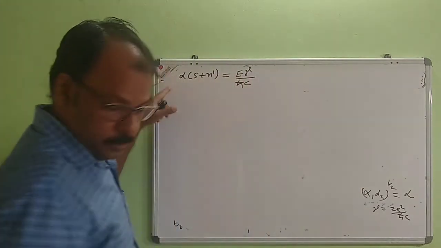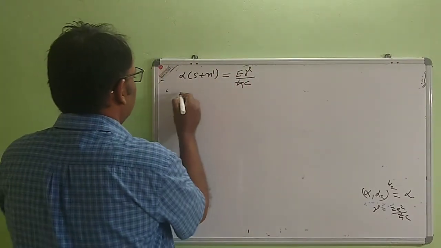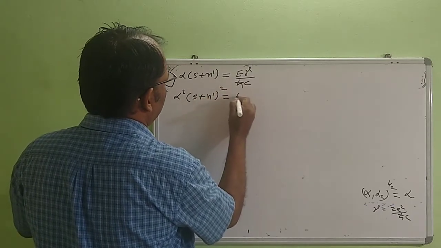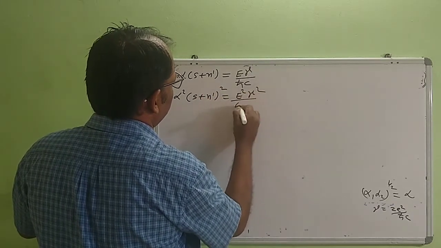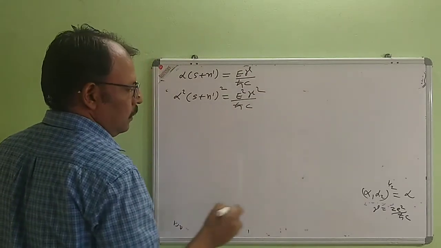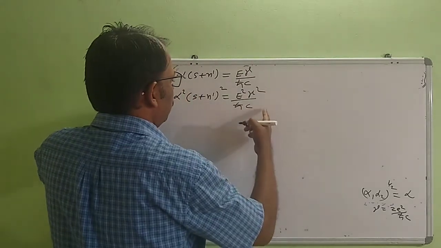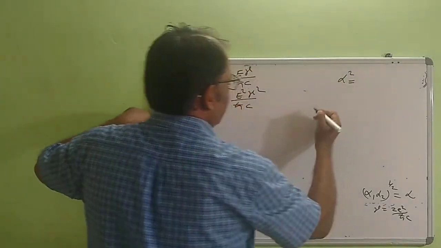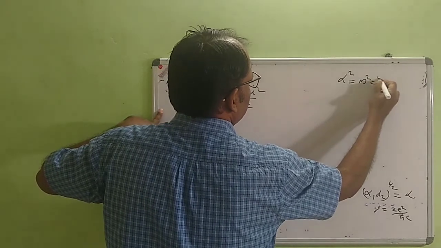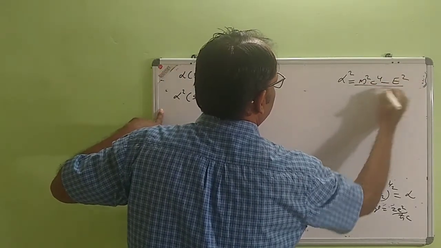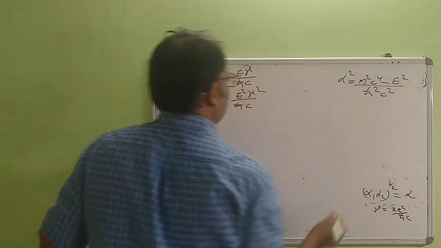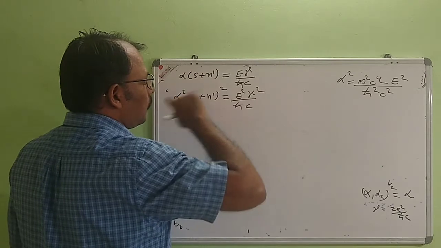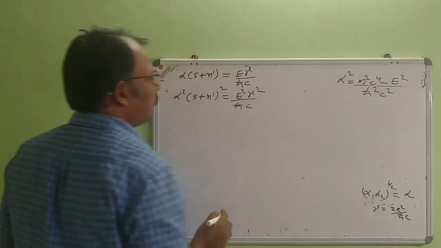Now taking the square of this one, alpha square into s plus n prime the whole square is equal to E square gamma square by h bar square c square. So what is the value of alpha square? Alpha square is m square c raised to 4 minus E square by h bar square c square. Alpha is alpha 1, alpha 2, the whole raised to 1 by 2, so alpha square is alpha 1 alpha 2.